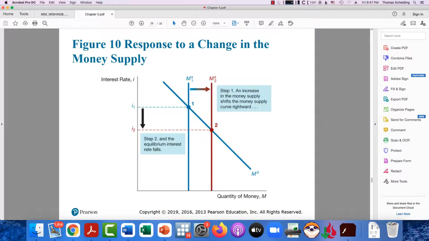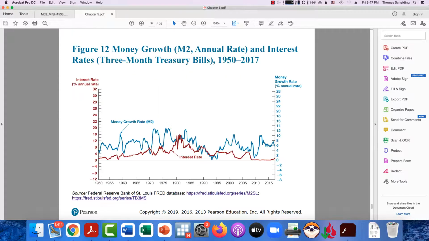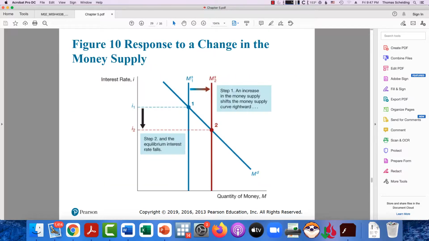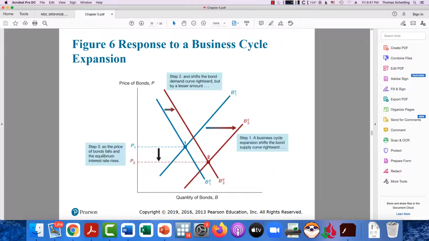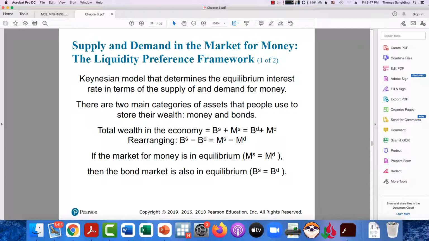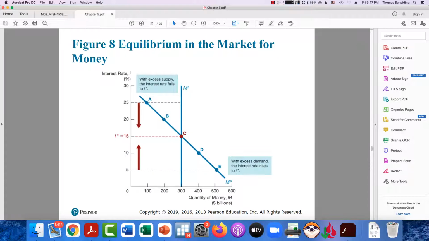Sorry, I'm just jumping ahead here. I was looking for the bond market picture, but we can go back here. In the bond market, we can see the equilibrium here. This bond market is in equilibrium so long as the money market is in equilibrium, and vice versa.